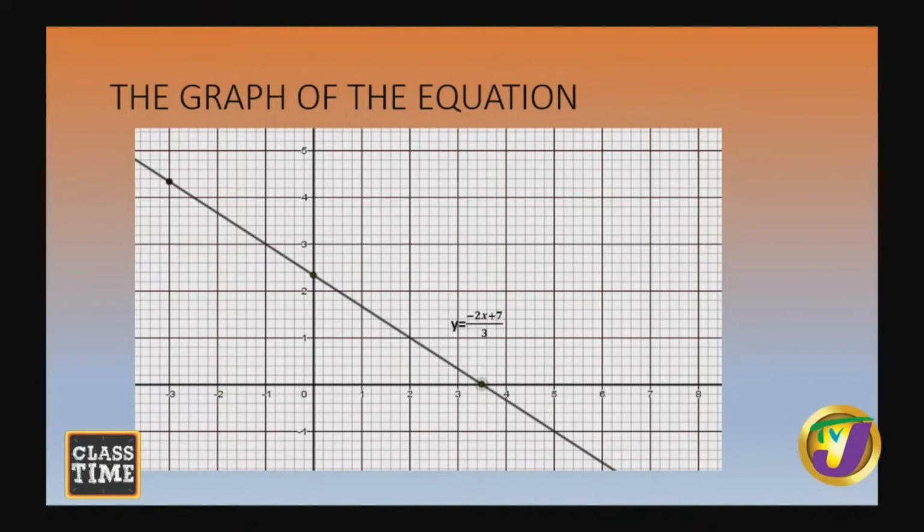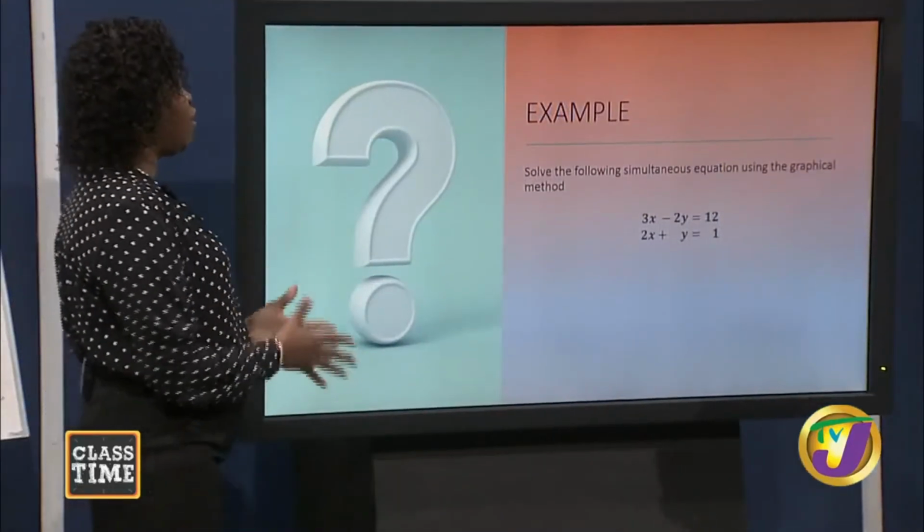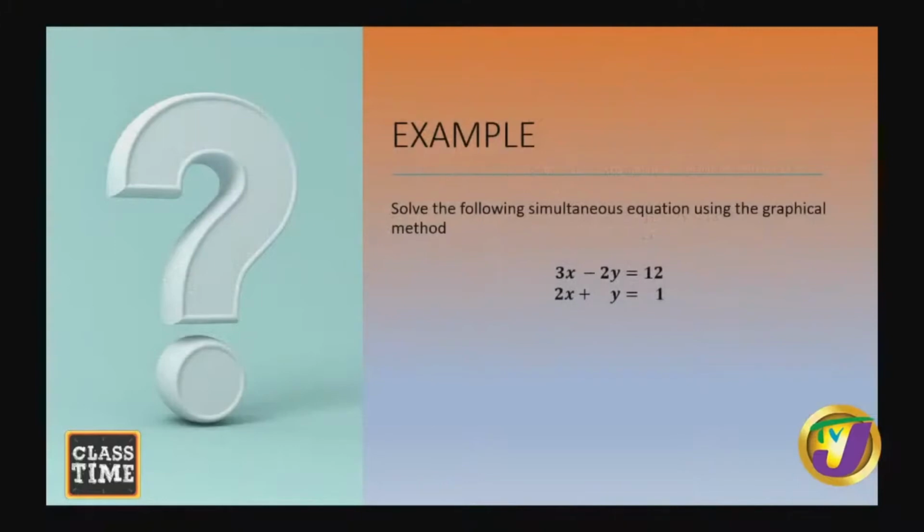And remember to label our lines. Label your graph with the equations. Okay, so now we have a pair of simultaneous equations, and we're going to solve this graphically. So we have 3x minus 2y equal 12.